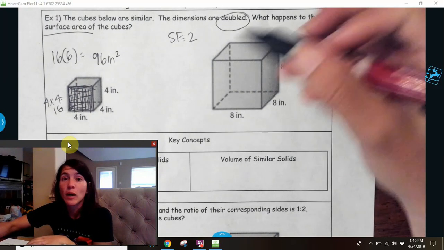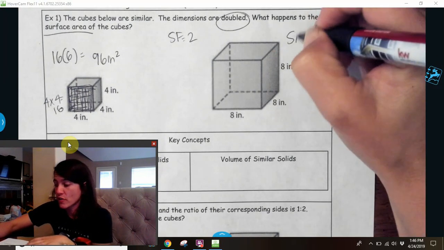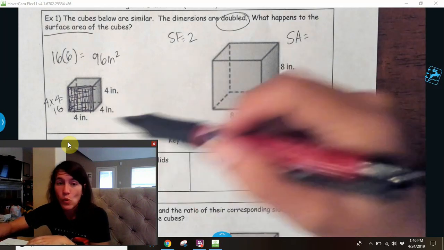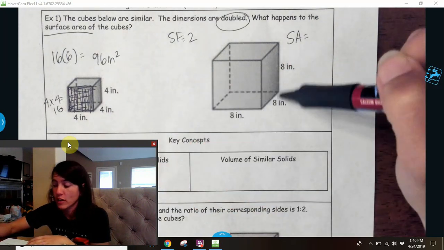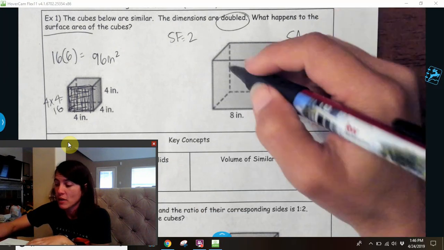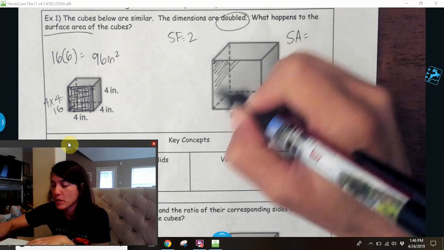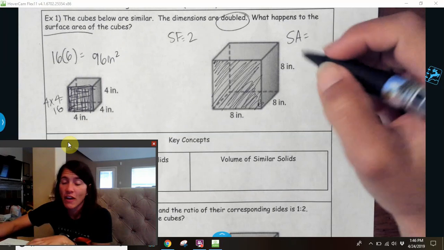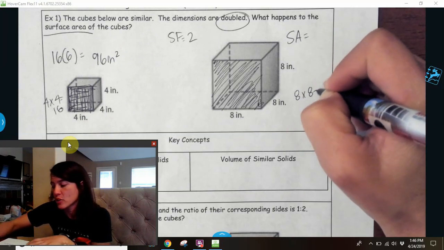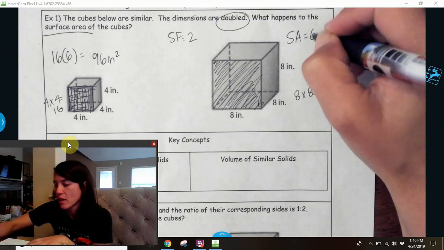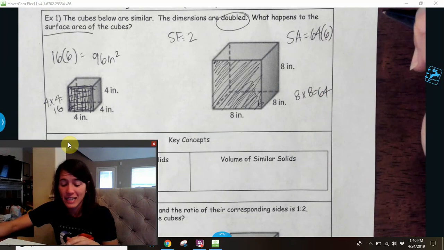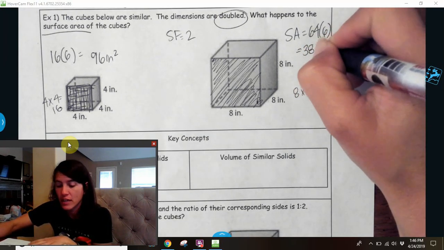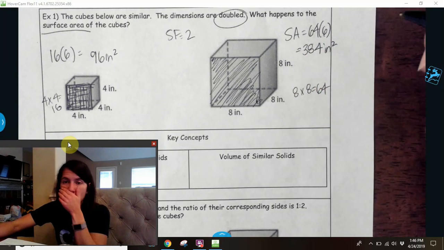Now we are going to double the dimensions and find the surface area of this bigger cube. Notice I've doubled all of them, 4 to 8, length, width, and height. So again, I'm going to find the surface area. I'm going to shade in this front square. The area of that front square is 8 by 8, which is 64. Then I multiply that by 6 because there are 6 faces, and I get 384 inches squared.